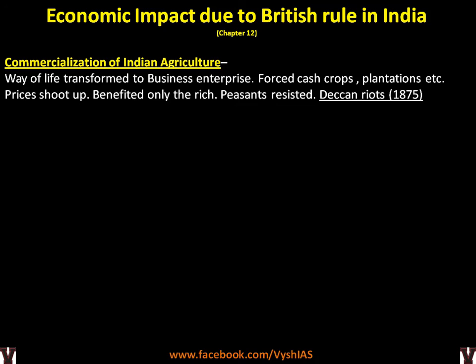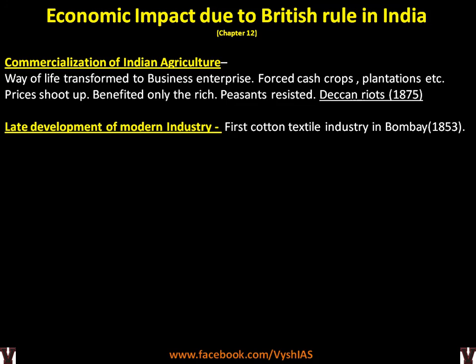So peasants obviously resisted, and there were a lot of peasant movements. There is a chapter 17 which deals with all the peasant movements in India. One important name I wanted to mention is the Deccan riots in 1875, where large scale riots happened. So just remember the name as of now. Details we'll see later: who the leaders were and how it was suppressed or how it proceeded.